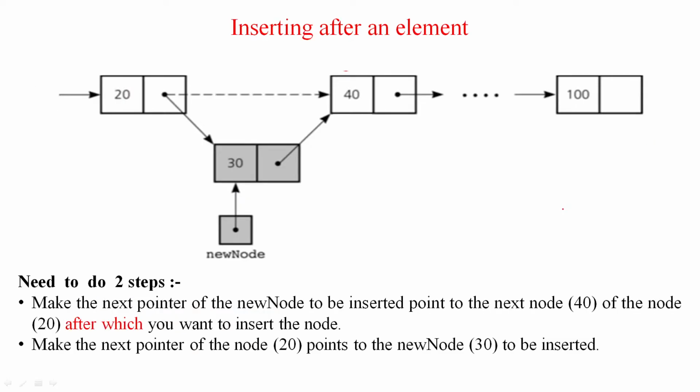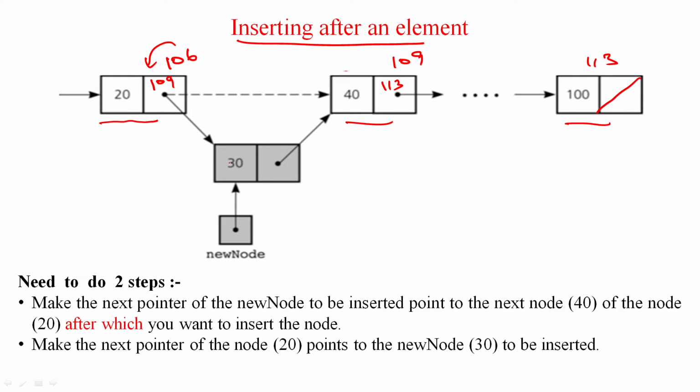Then the third one: inserting a node in between two elements, or after a particular element. Our list has the elements 20, 40, 100. For example, this will be available at 106, this at 109, this at 113. So 106 has the address of 109, 109 has the address of 113, and 100 has null, because it is the end node.